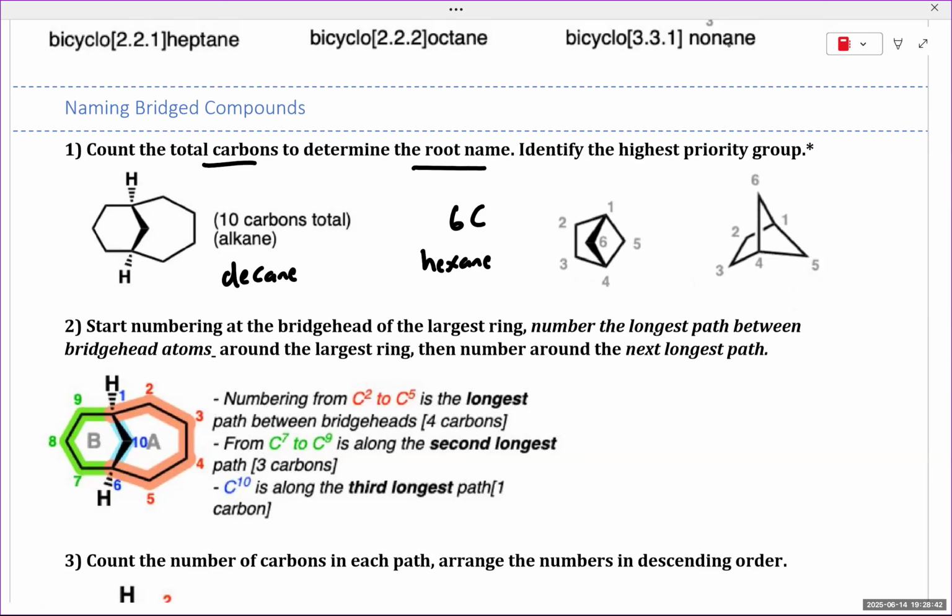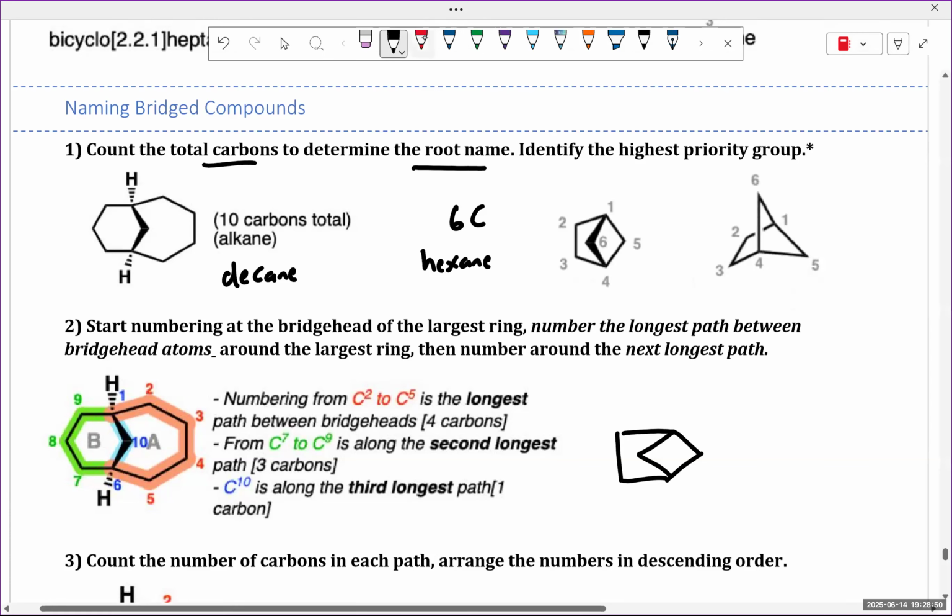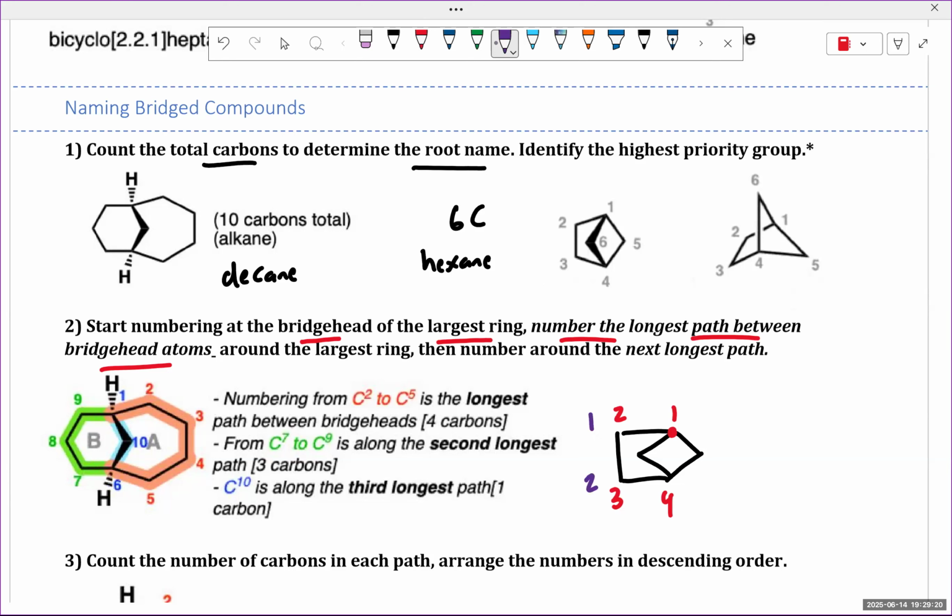Now, we're then going to number our carbons, and we're going to count starting at the bridgehead of the largest ring, and we're going to number the longest path between bridgehead atoms. So in this case, here's the first bridgehead. I'm going to do 1, 2, 3, 4. And I'm going to count and specifically note the number of carbons in between the two bridgeheads. So this is 1, 2 carbons.